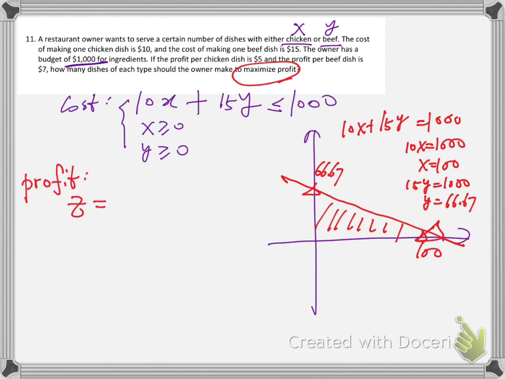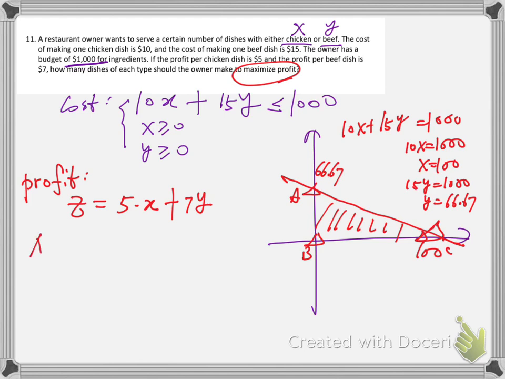Okay, profit Z is, so for every chicken, you will get $5. So 5 times X for the profit. And then for every beef, you will get $7. So 7 times Y, that's for the profit. Okay, so we want to maximize Z based on these three corners, right? These three corners. So let's call them A, B, C.